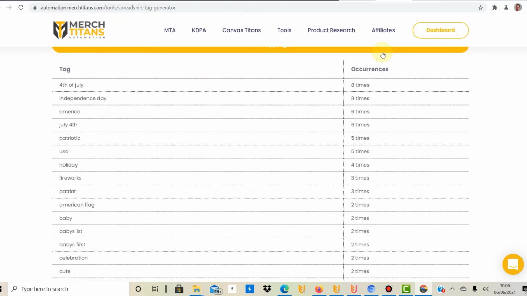For example, you can find the ones that really rank high, like the 4th of July, Independence Day, America, July 4th, patriotic, USA, and holiday. These are probably the ones that I would use as well.